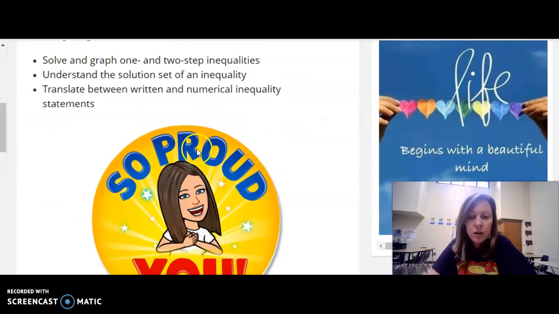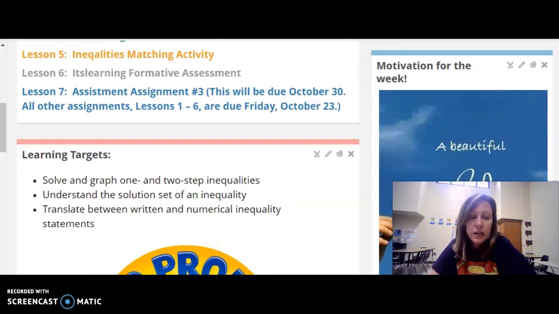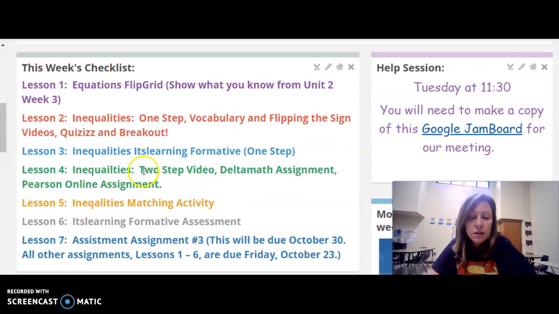And then again, here are learning targets for the week. Solve and graph 1- and 2-step inequalities, understand the solution set of an inequality, and then translate between written and numerical inequality statements. Okay, so that is our week at a glance.